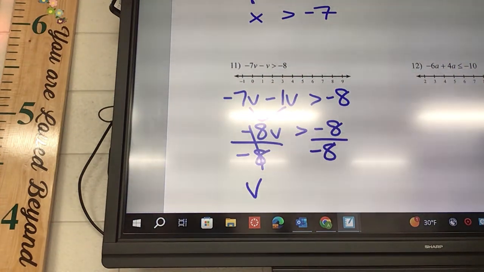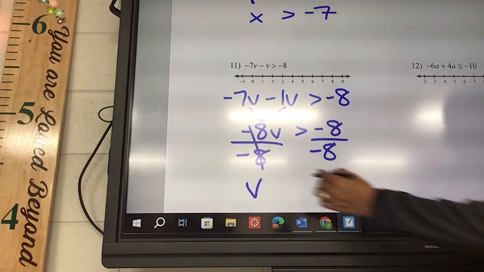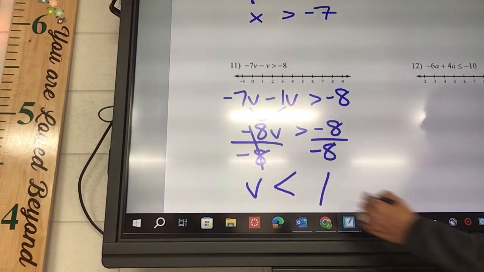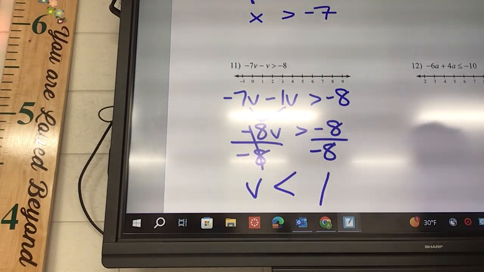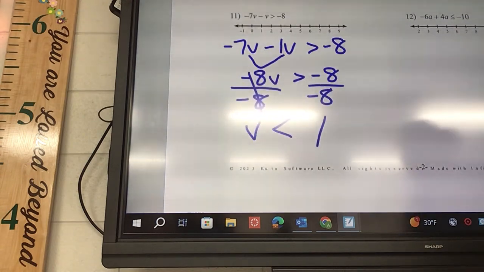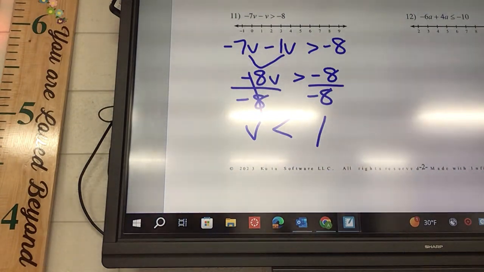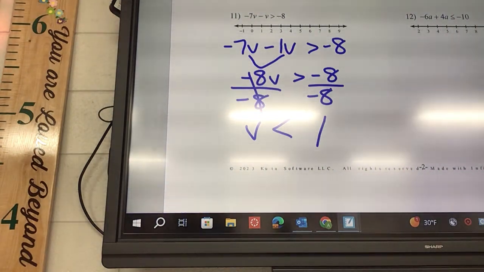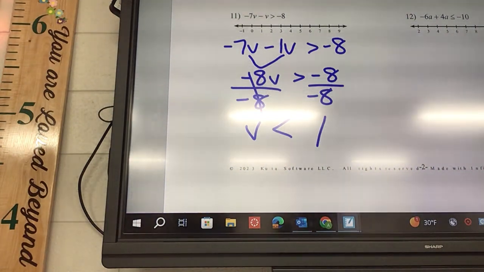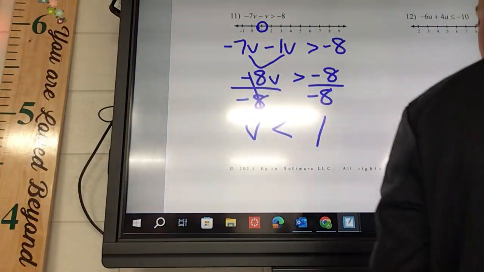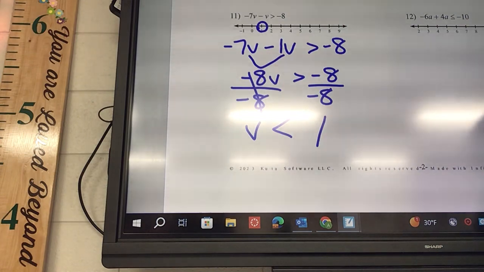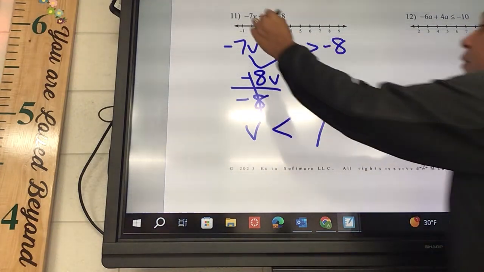Negative 8. So we do need to flip our sign. Okay, so now it's going to be going this way instead of the other way. Okay, and so it's going to give you a 1. Okay, on the 1, is that open or closed? Open. Okay, so open. And am I going to touch the smaller part or the bigger part of the mouth first? Smaller. So we're going towards the negatives.